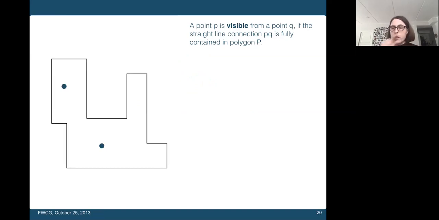So let's look at 2 points, these two. And the black thing gives us the border of the polygon. So now the straight line connection between those two is contained in the polygon. So it's like both of you sitting in a room and you can look and see the other person, then it's visible. If you look at this point and the blue point, well, they do not see each other because the straight line connection is not fully within the polygon. It's not fully within the room. There are walls in between, so they cannot see each other.